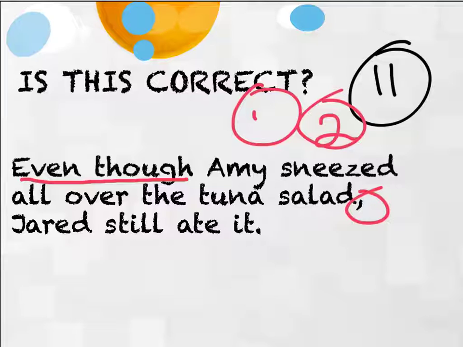So, "Even though Amy sneezed all over the tuna salad, Jarrett still ate it." That second part completes the idea. It's kind of a gross idea, but I don't know what's wrong with Jarrett. He's still eating the tuna salad. Well, tuna salad's kind of gross anyways, but to eat it after someone sneezes on it, right? Well, that second part completes the idea. It follows all 3 rules, so therefore it used the subordinate clause correctly.